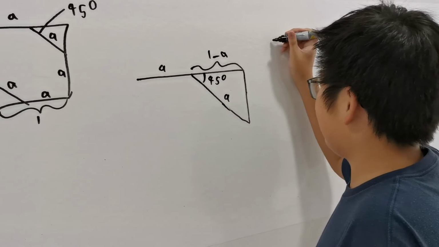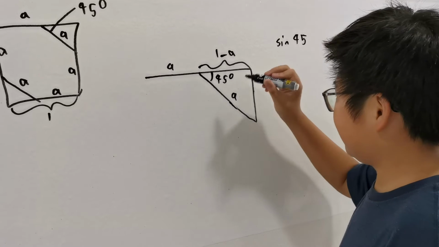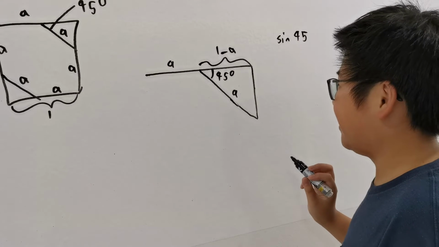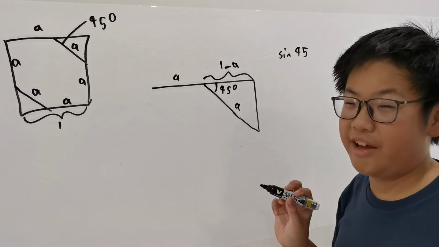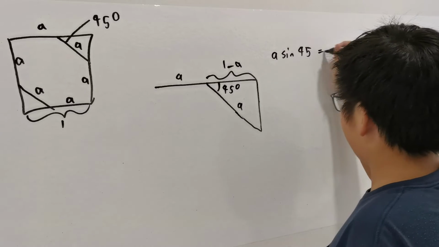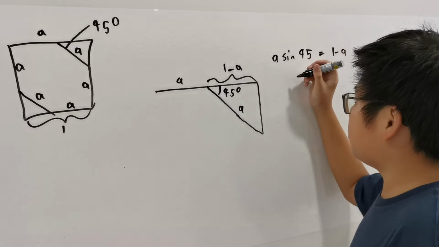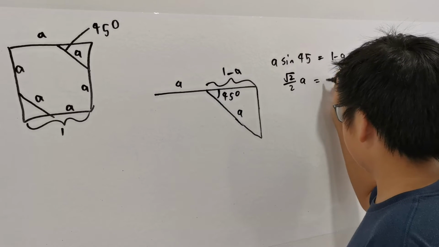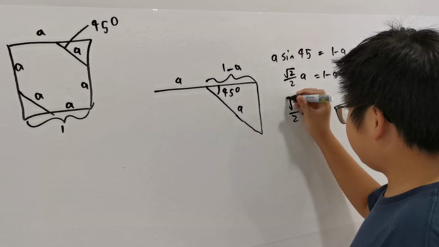What we are saying here is that sine 45 will work here, but cos will also work, because sine 45 and cos 45 have exactly the same values. Now, put A here, and this equals 1 minus A. Interesting relationship, right? We put sine 45, which is the square root of 2 over 2, times A, equals 1 minus A. We bring the A over to the other side.